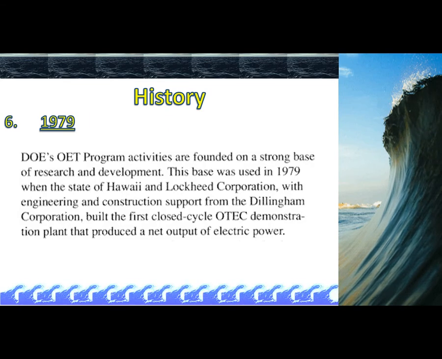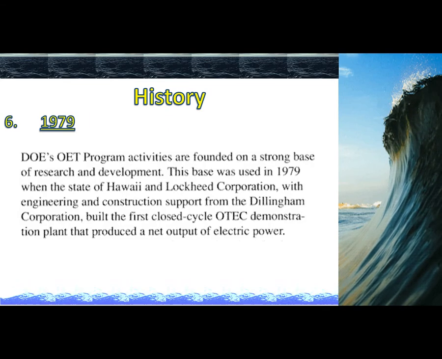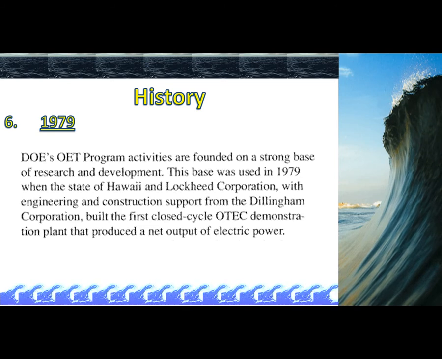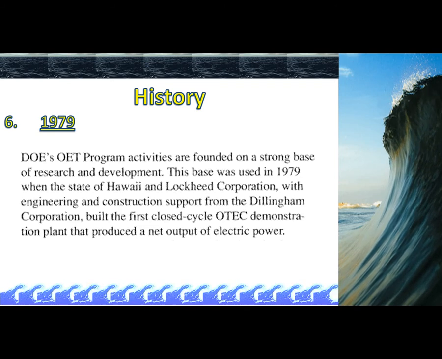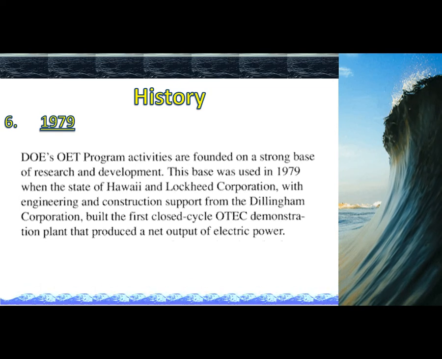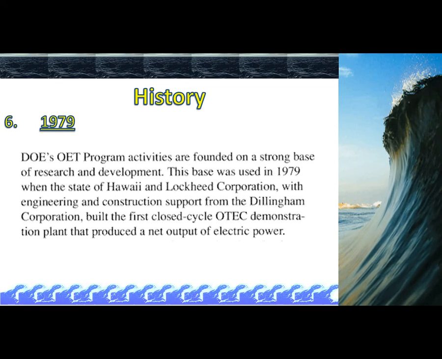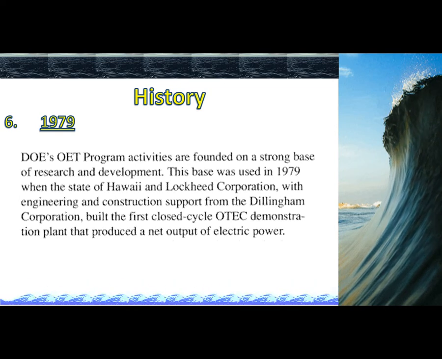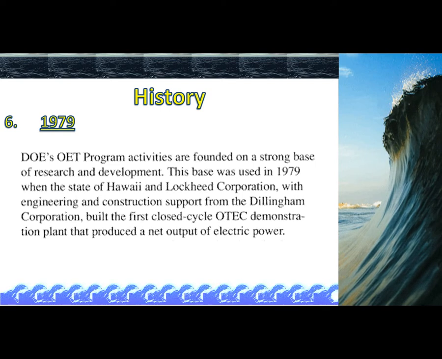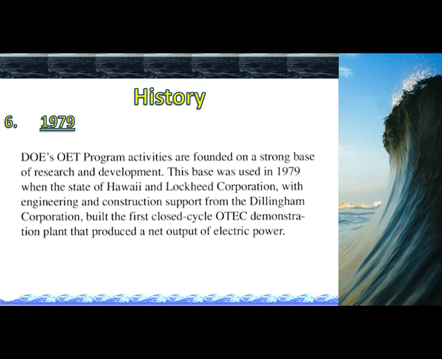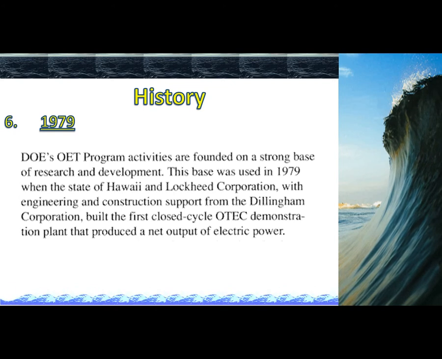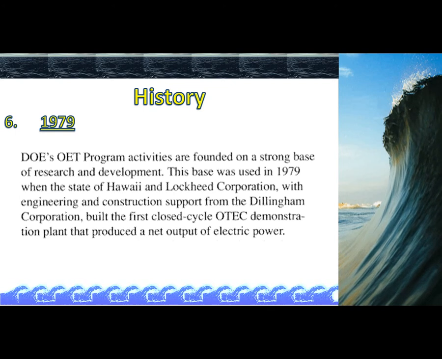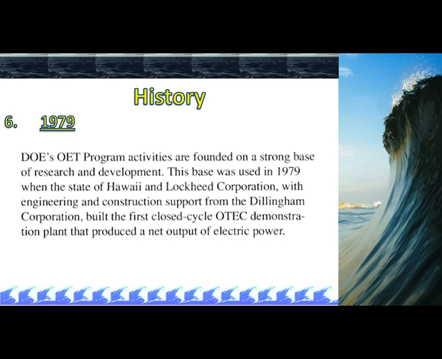In the year 1979, DOE's OET program activities are founded on a strong base of research and development. This base was used in 1979 when the state of Hawaii and Lockheed Corporation, with engineering and construction support from the Dillingham Corporation, built the first closed-cycle demonstration plant of ocean thermal energy conversion that produced a net output of electric power.